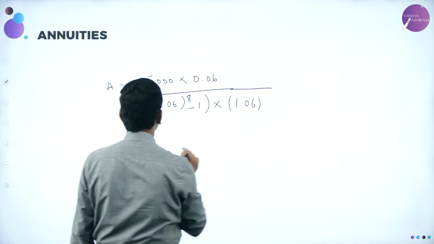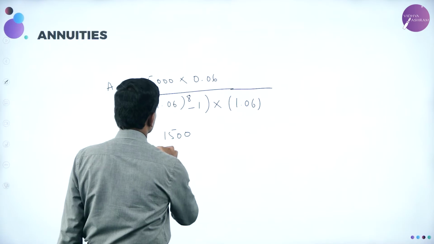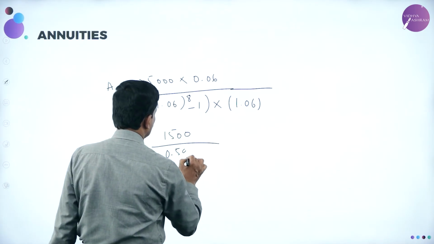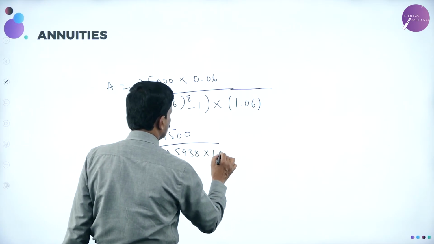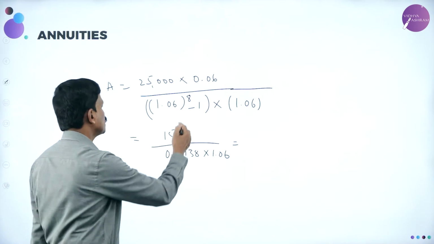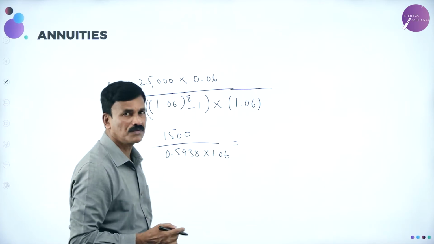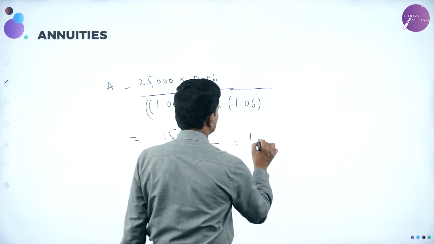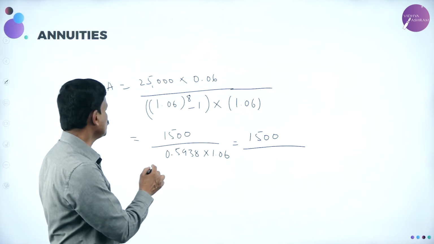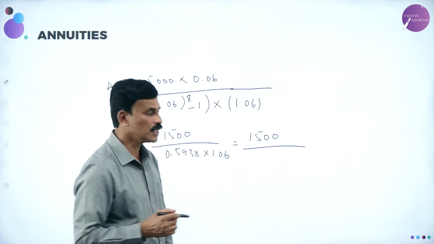1.06. Simplify this. This is equal to, in the numerator this is 1500 divided by, if you simplify these two, you will get 0.5938 into 1.06. Simplify this. 1.06, if you multiply 8 times and subtract with minus, then you will get 0.5938 into 1.06. Simplify this. So the numerator is same. If you multiply 0.5938 into 1.06, you are going to get 0.6294.